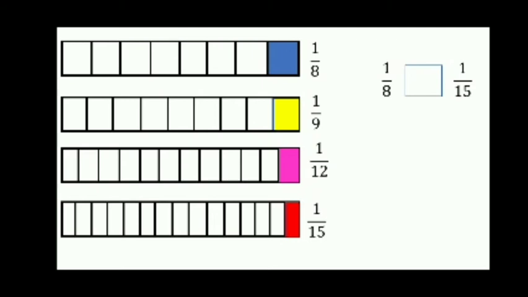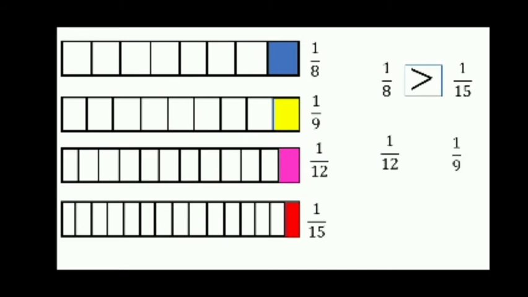Although the strips are of equal length, the denominator of the fraction is increased. And what happens to the value of the fraction? Yes, it becomes less. Bigger the denominator, the value becomes less. So which is a bigger fraction in this? 1 upon 8 or 1 upon 15? Yes, 1 upon 8 is bigger than 1 upon 15.